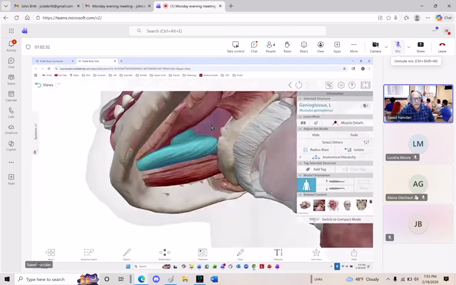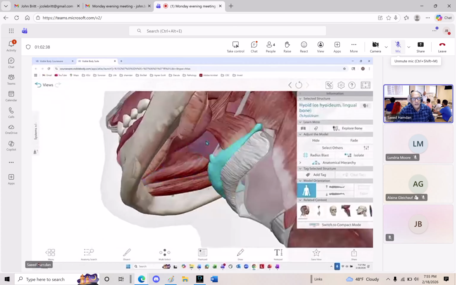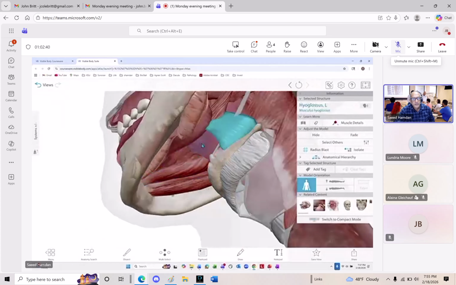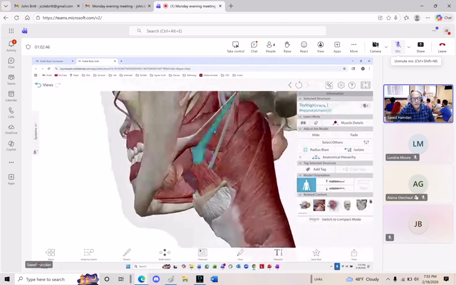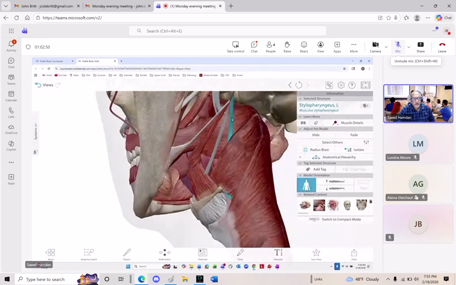So genioglossus, because this is just the tongue. From the hyoid bone to the tongue is going to be your hyoglossus. Then from the styloid process to the tongue, styloglossus. From the styloid process to the pharynx, it's going to be your stylopharyngeus.